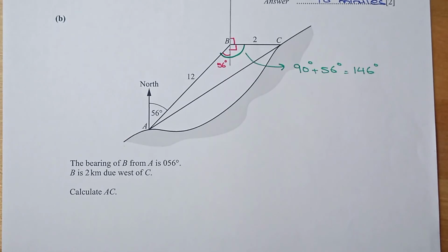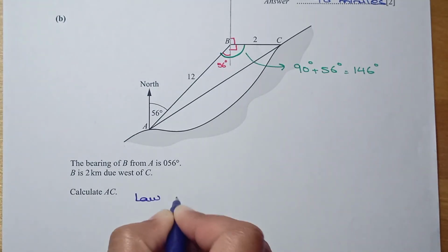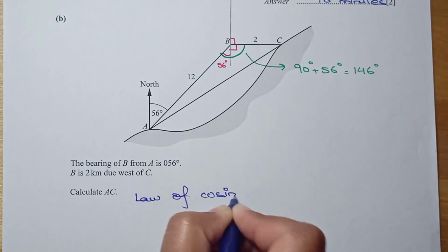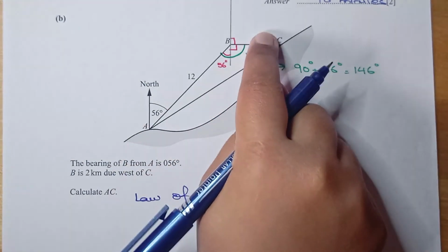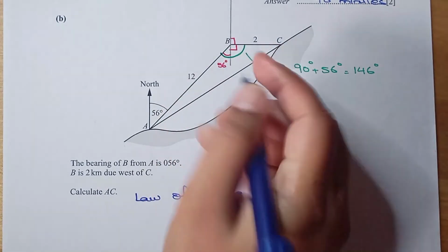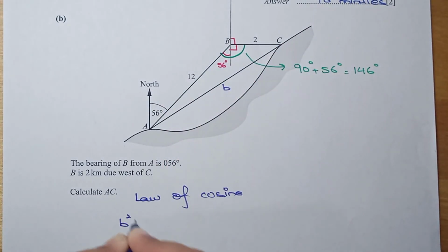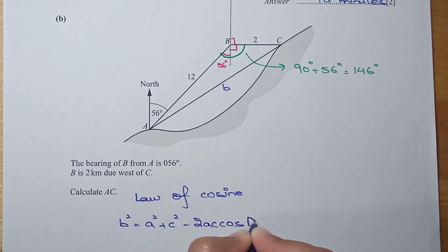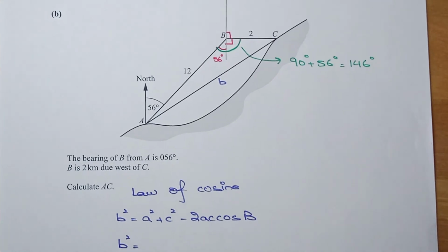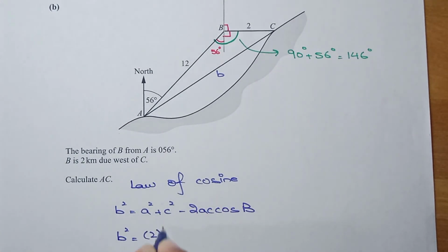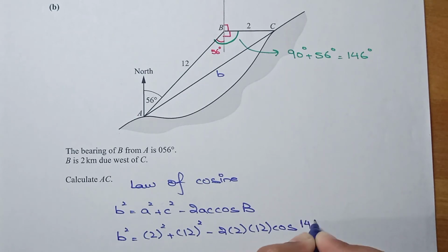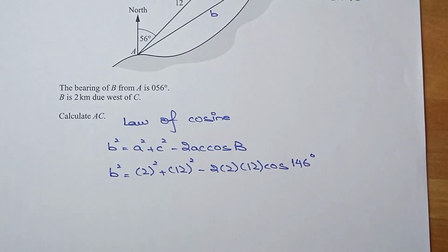So if I make the law of cosine, A is 2 kilometers, C is 12 kilometers. This side is basically B. So B square is equal to A square plus C square minus 2AC cos of angle B, right? And B square is equal to 2 square plus 12 square minus 2 times 12 times cos of 146 degrees. Right, so let me simplify.